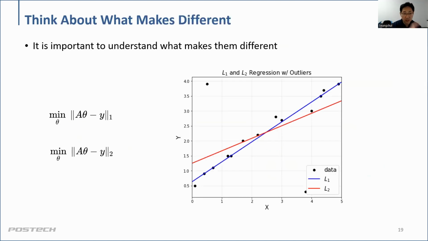And here, think about what makes the difference. It's really important to understand what makes them different. We have to understand what kind of mechanism is behind it, and think about the definition of 1 norms and 2 norms and how much each penalizes, with absolute values or squared. That's going to give us the big difference, especially when you have a lot of outliers.